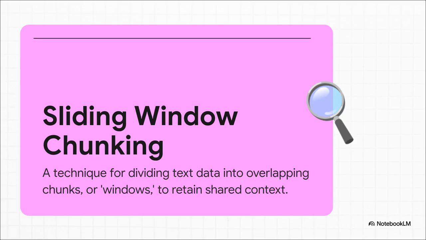Imagine you're reading a giant scroll, but you're looking at it through a tiny little window. You read what's in the frame, then you slide it over just a little bit, so the new view slightly overlaps with what you just saw. That overlap? That's the secret sauce. It's how we make sure the AI keeps the context as it moves from one chunk to the next.